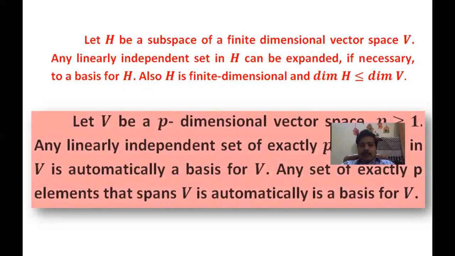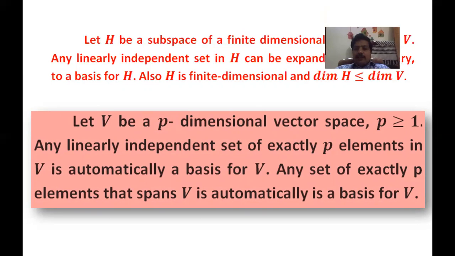And this is one more result. Let V be a p-dimensional vector space and p greater than or equal to 1. Any linearly independent set of exactly p elements in V is automatically a basis for V. And similarly, any set of exactly p elements that spans V is automatically a basis for V. So for a basis, we need two conditions: linear independence, and it should span the set. Out of these, if the number of elements in the set is equal to the dimension of that space, that is the number of vectors in another basis, then one of these conditions is sufficient, so that set is a basis for the vector space.